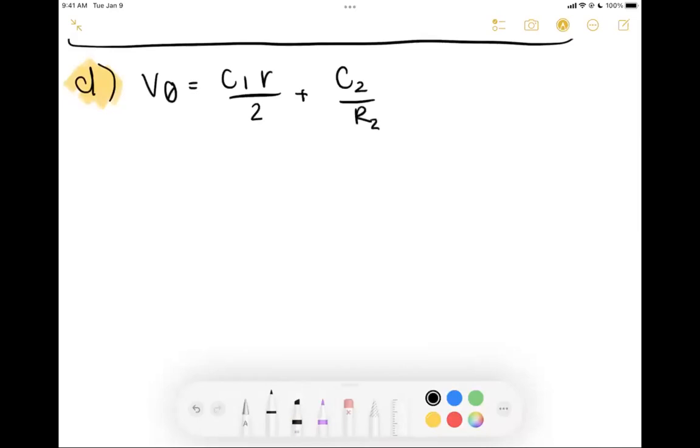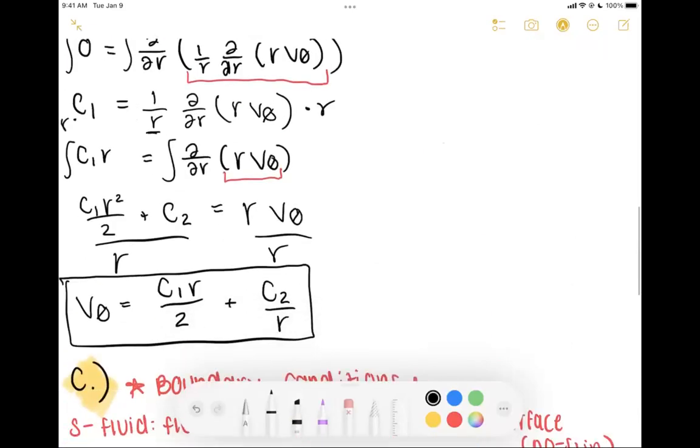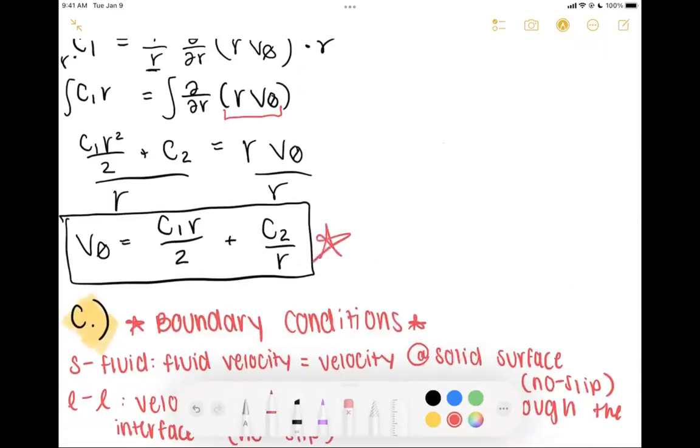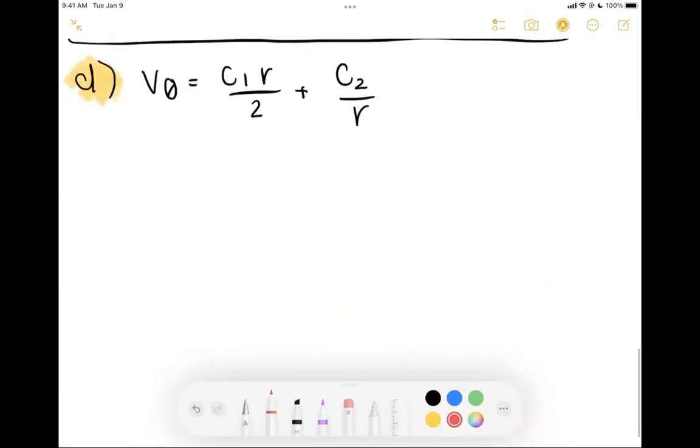Oh, that's not... I believe that's what it was. Yep, so right here. Oh, perfect.